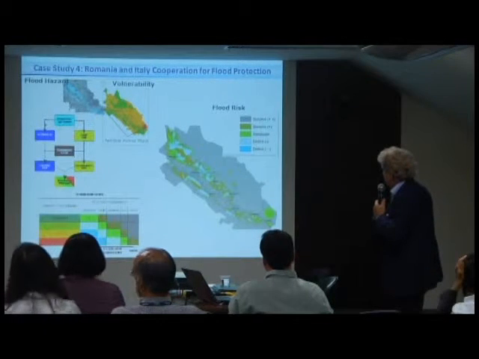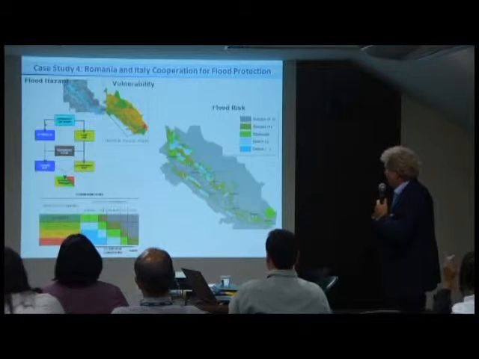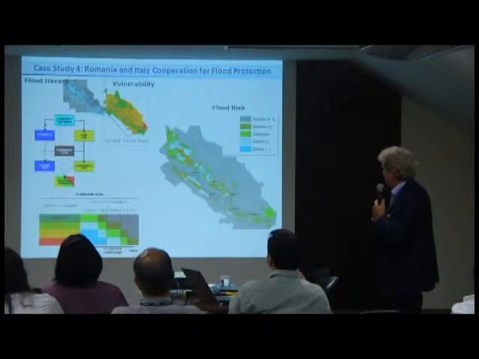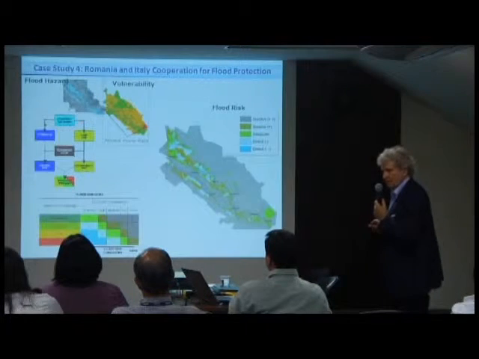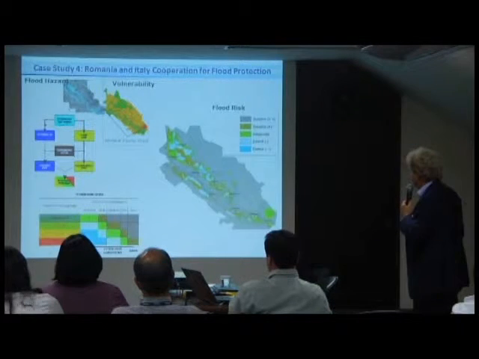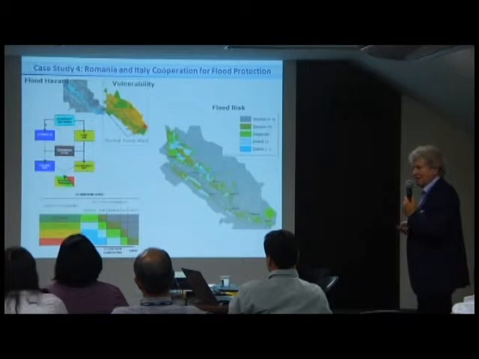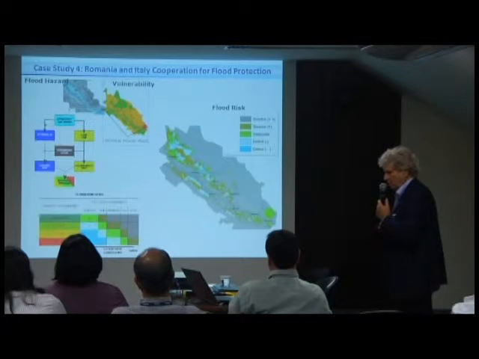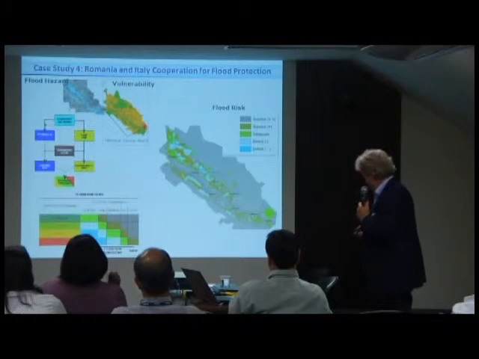This is an example of how, again, combining the flood hazard and the vulnerability, we can have the flood risk map, where we can identify the area with higher or lower level of risk, so we can assess which are the area in which we have to prioritize the intervention.